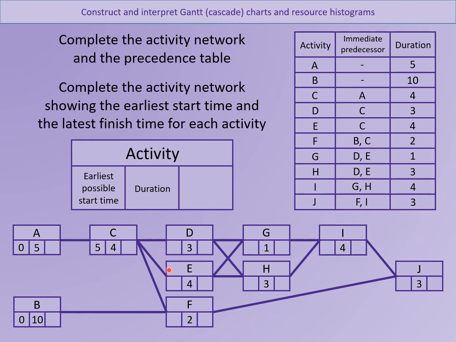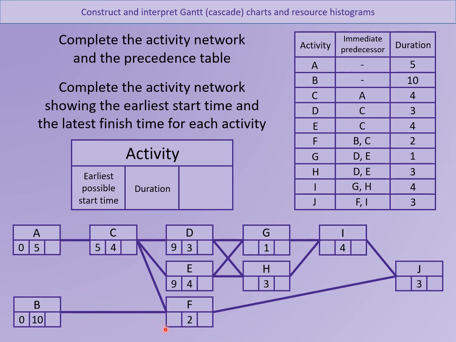I could fill in D and E if I wanted to now, or I could fill in F because I've got both of these. Now activity D can only be started after activity C. It takes 5 hours before C can even start, plus an extra 4 hours to complete C, so the earliest time we can start D is going to be 9. And that's true for E as well. Now for F, we've got two choices. It could be 5 plus the extra 4, which is 9, for C, or it could be 10 for B.